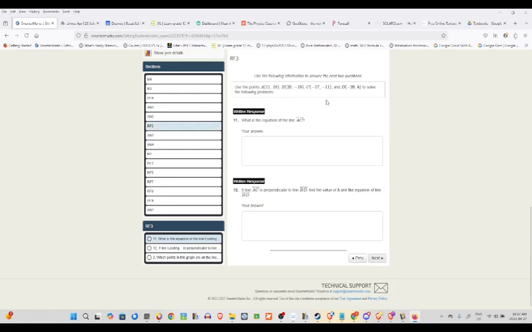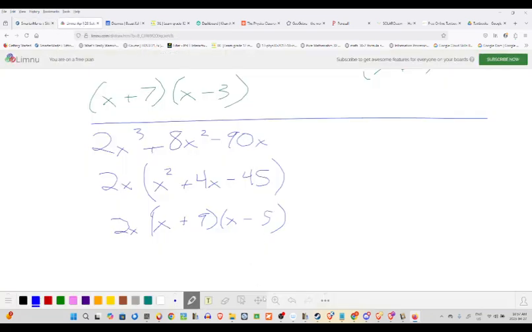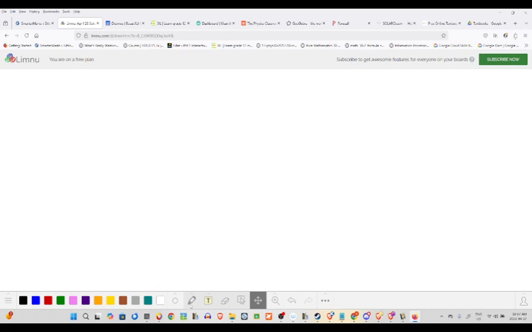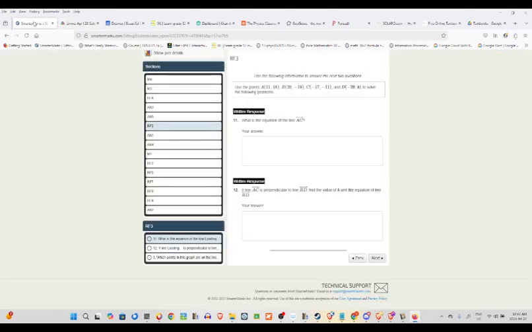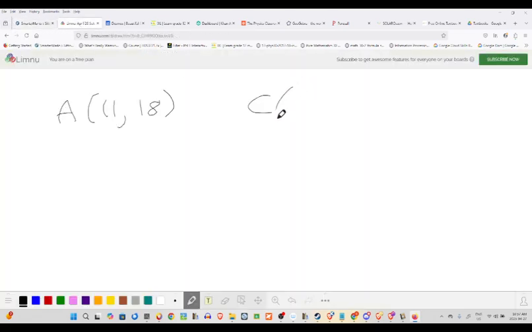So here we have 4 points. We need to find the equation of the line connecting A and C. Well, for that, we have 11, 18, and negative 17, negative 11. These are our points. So point A is 11, 18. Point C, negative 17, negative 11.